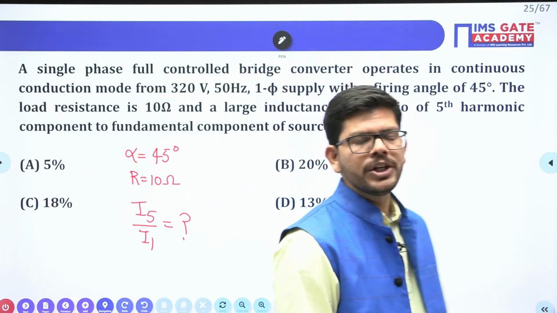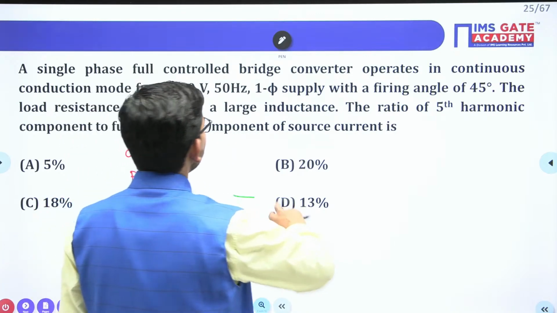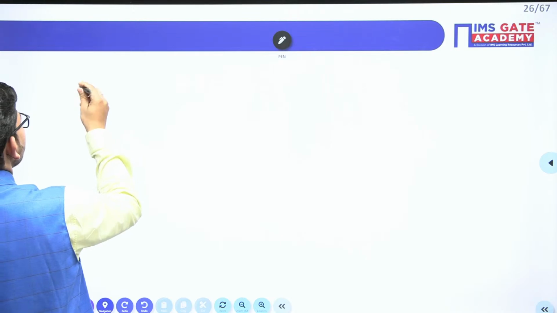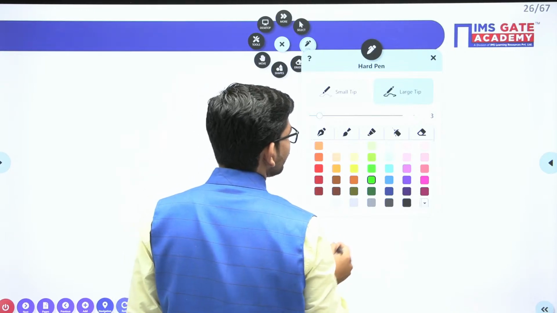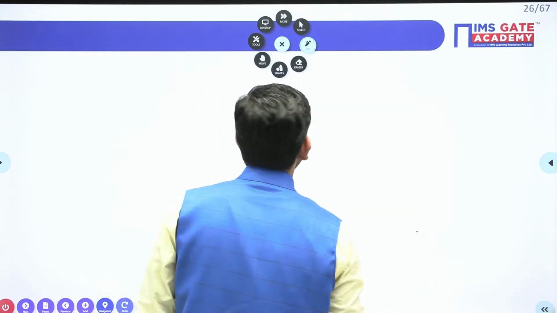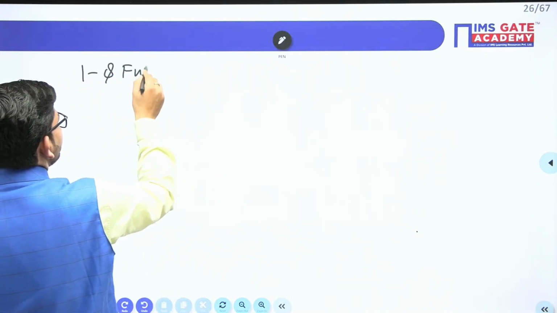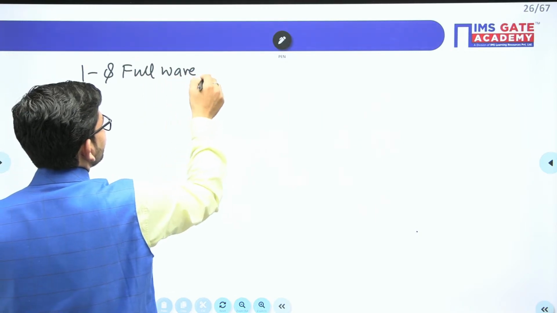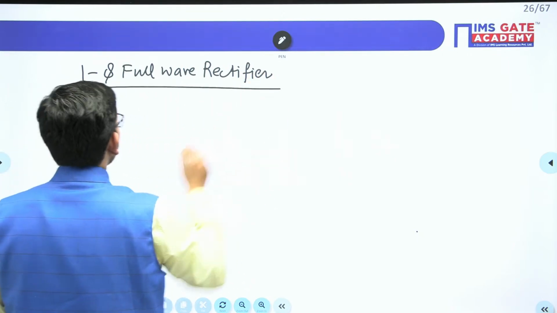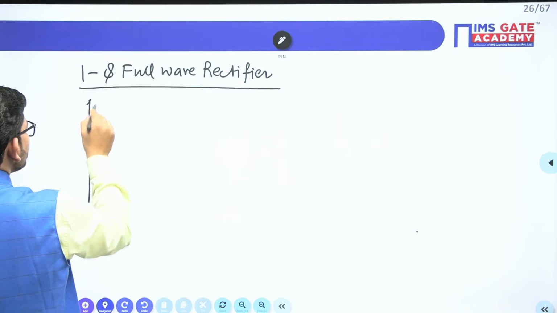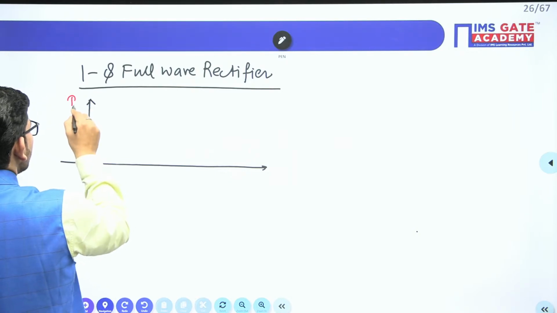For that, we should know what is the Fourier series expression of this particular converter. So this is a single phase full wave converter, isn't it? So for a single phase full wave converter, what do we have? For a single phase full bridge or full wave converter rectifier, how is the source current waveform? So guys, its source current waveform is like this.